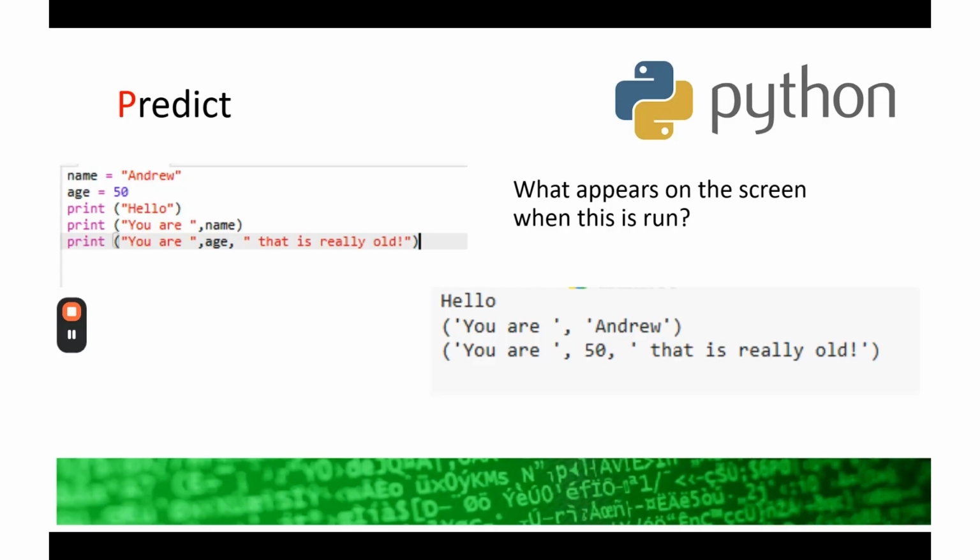And then you are, and then it comes out of the quotes, so then it looks back in the program for age and says age is a number and it's 50, but it didn't need to be in quotes because it recognized it was a number, so I put 50, that is really old. So that predict is pulling those things onto the screen in that particular way.